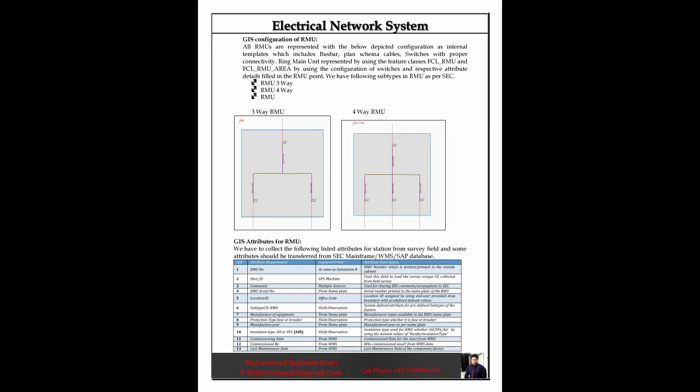Ring main unit represented by using the feature classes FCL_RMU and FCL_RMU_area by using the configuration of switches and respective attribute details filled in the RMU point. We have following subtypes in RMU as per SEC: RMU 3-way, RMU 4-way, RMU.